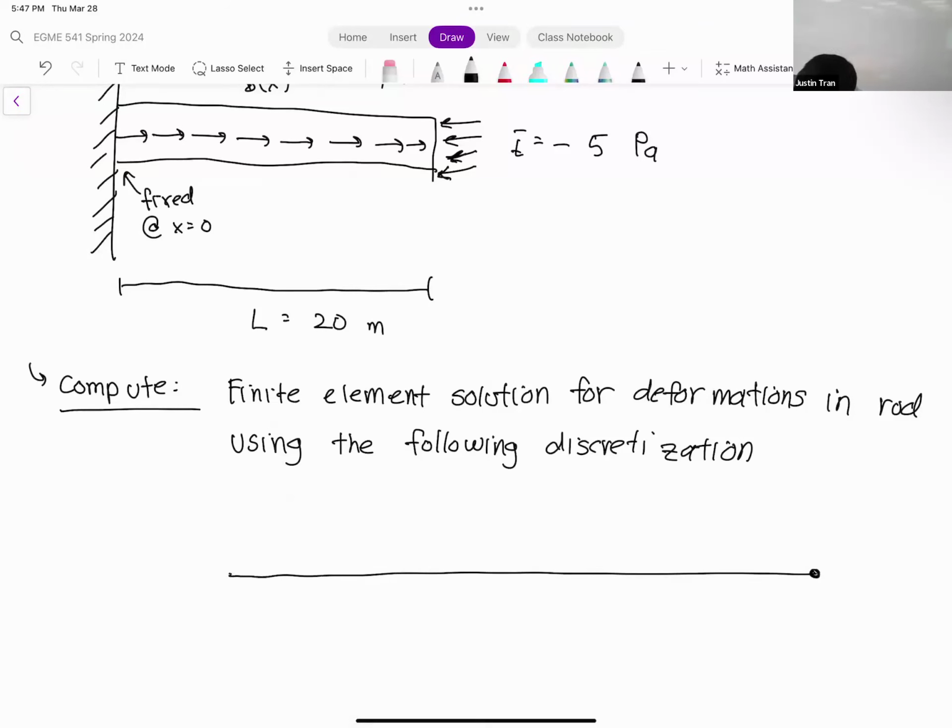So here is our rod. We're going to go with a 2-element system here. We're going to have one element that spans from x1 equal to 0 to x2 equal to 5. So our first element is going to be fairly small. And then our third node, x3, is going to be at the end of the rod, at x3 equal to 20 meters. So we have 2 elements, element 1 and element 2.